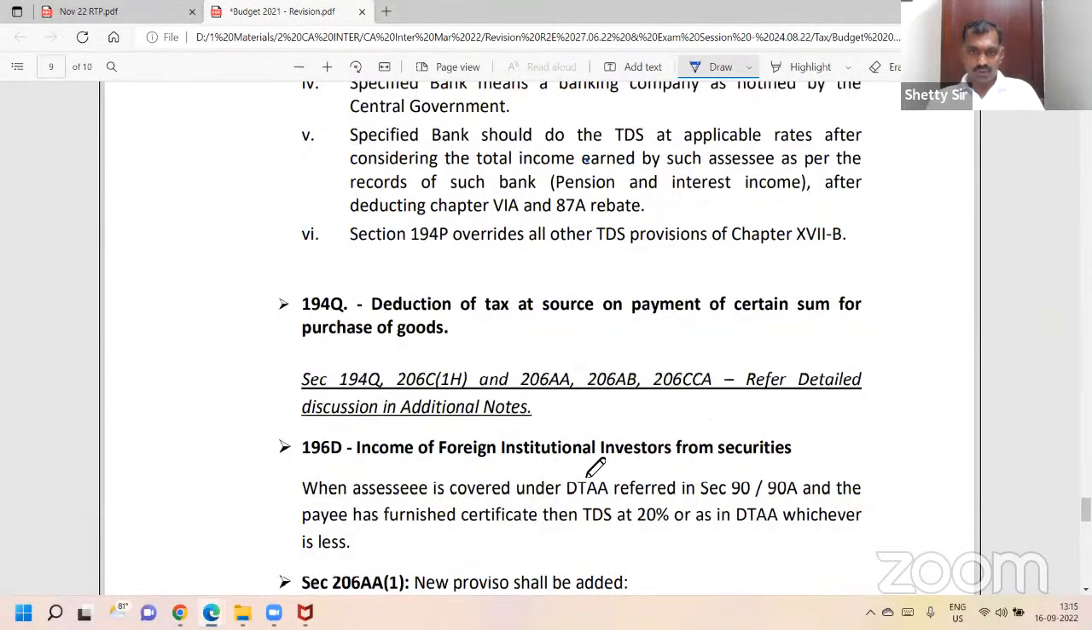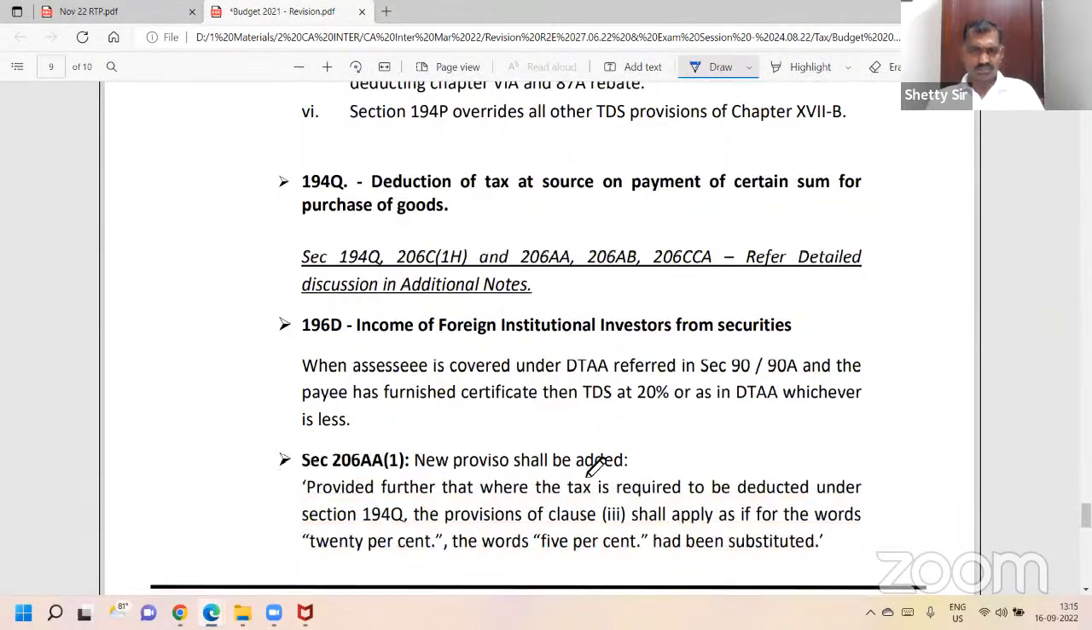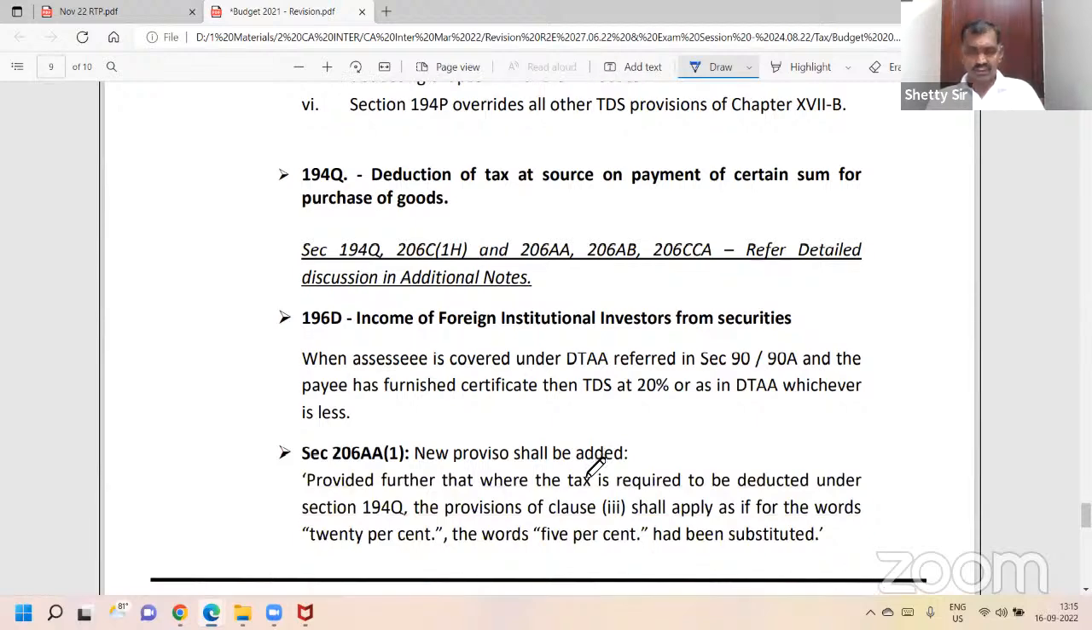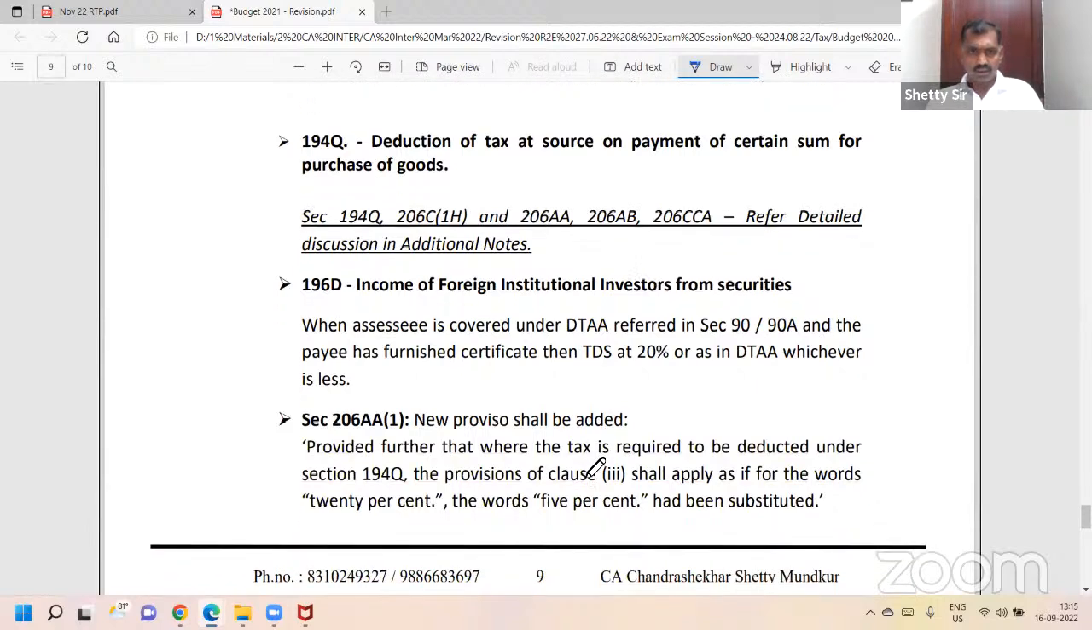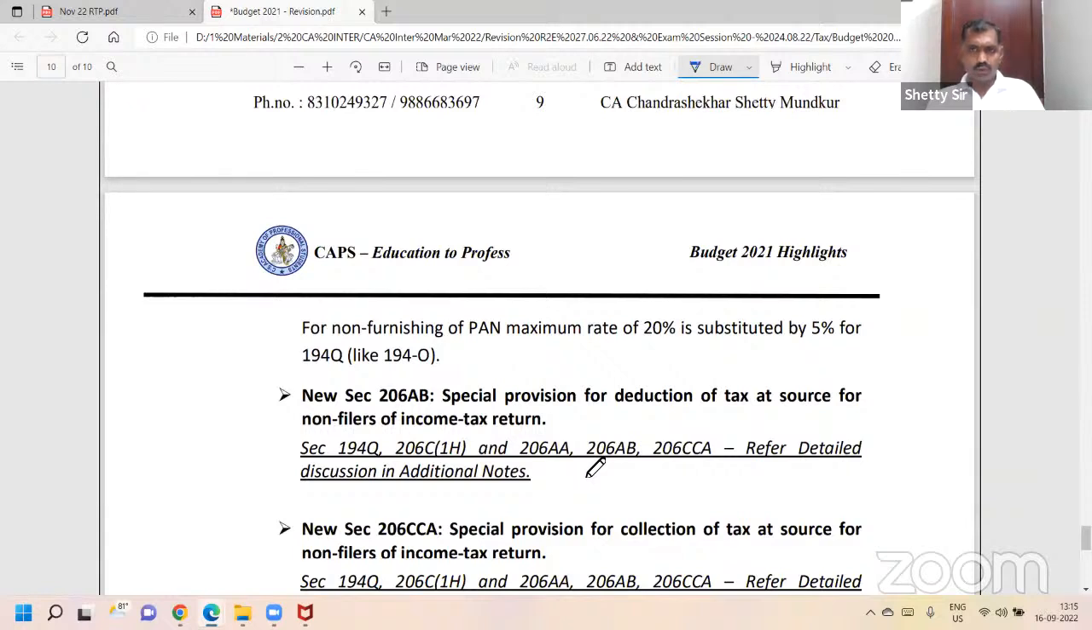194Q and 206C(1H), extremely important. Above 50 lakh. Mark it in the next session, or mark above 50 lakh. 194Q is above 50 lakh purchase. 206C(1H) is above 50 lakh sale. And sale.